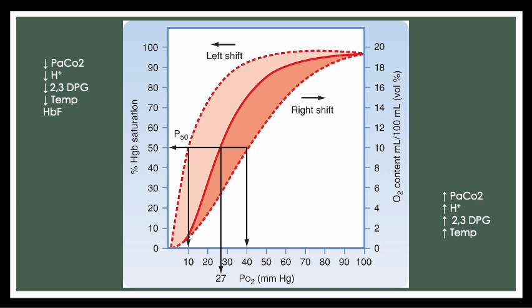And then a leftward shift occurs with the opposite of all of those things. So a decreased PaCO2, decreased hydrogen ions or alkalosis, decreased 2,3-DPG, or decreased temperature, or fetal hemoglobin. And I remember this, a left shift, the oxygen molecules want to latch to the hemoglobin molecule. So left shift, the oxygen latches to the hemoglobin.